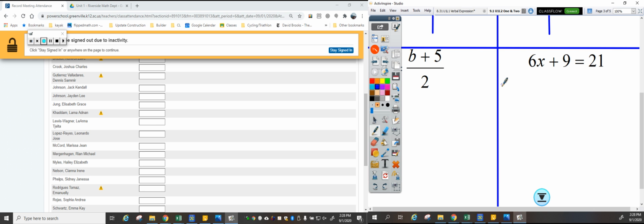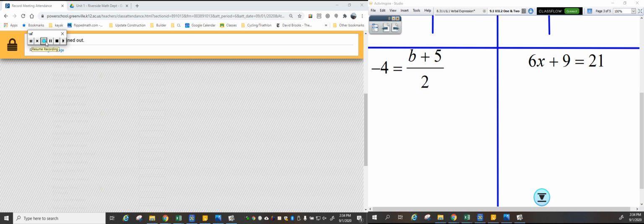Next ones. Try them. We're just going to go step by step here. What's that operation? Division. What's the opposite of division? What do I multiply both sides by? 2. Okay, good. So, Jack, what's -4 times 2? -8. These cancel. And we have b plus 5.